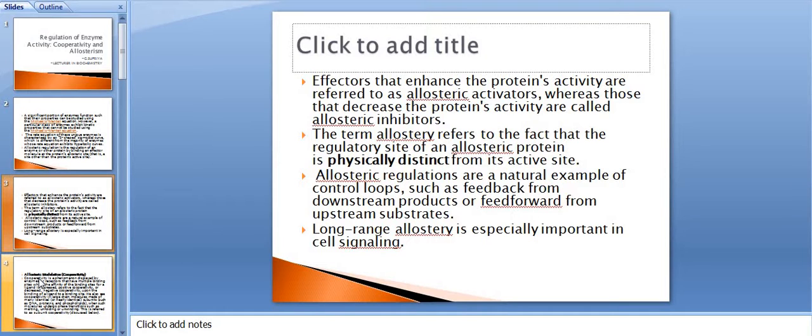Allosteric regulations are natural examples of control loops, such as feedback from downstream products or feed forward from upstream substrates. Long range allostery is especially important in cell signaling.